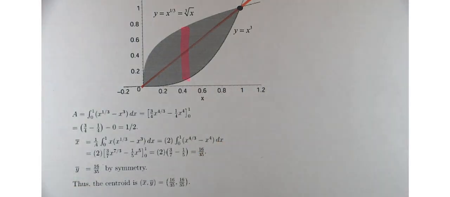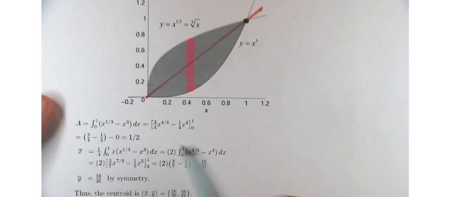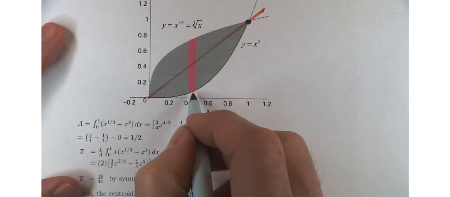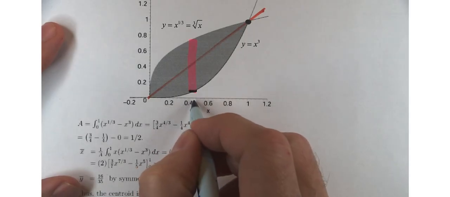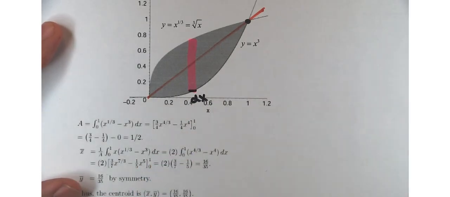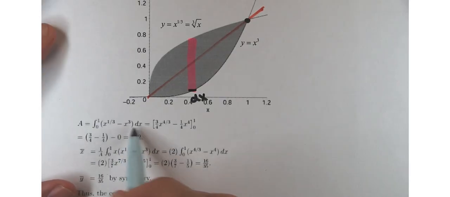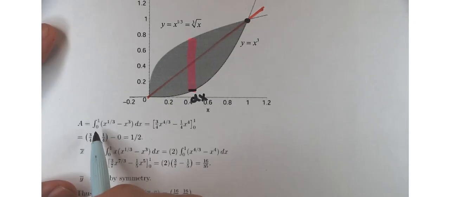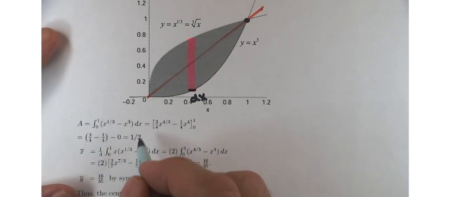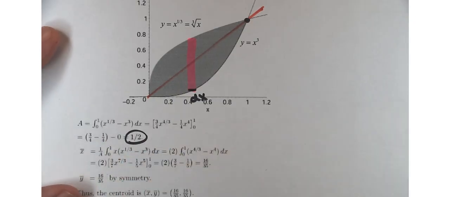In any case, top minus bottom times the width of this. The width of that is just going to be a dx term. So area is the height times the width. And we'll integrate that from 0 to 1. We end up with a nice even 1/2.